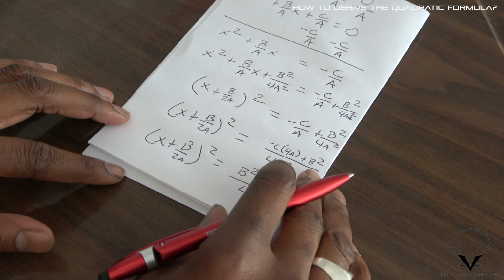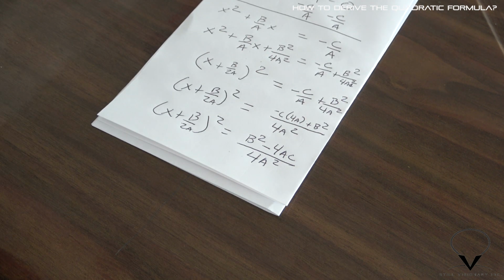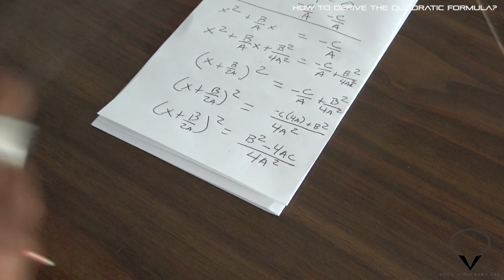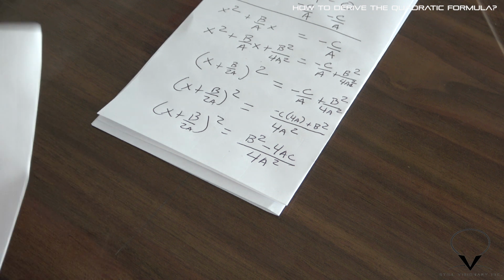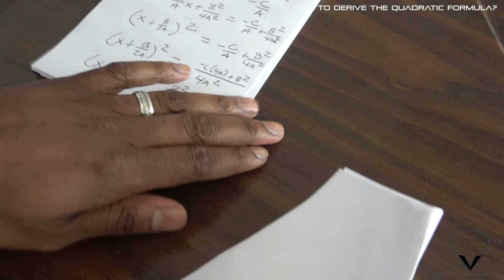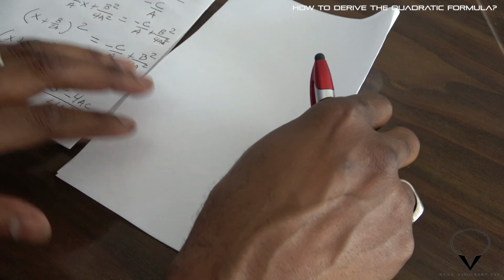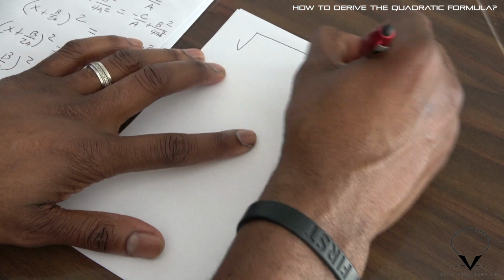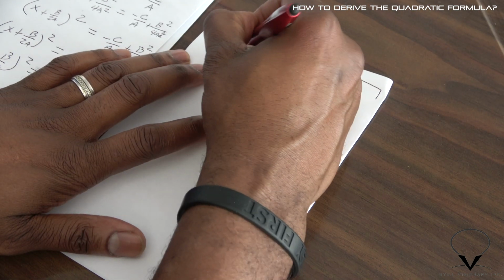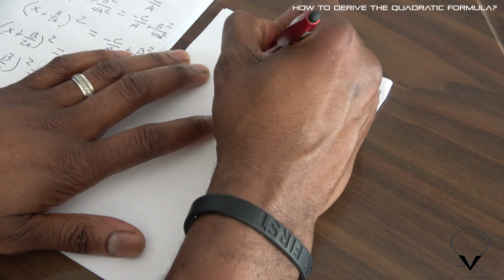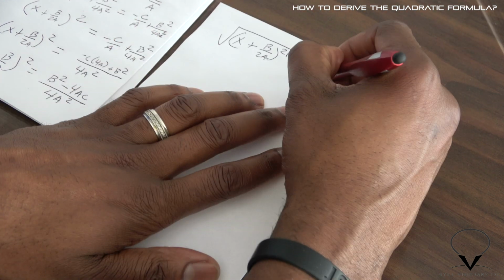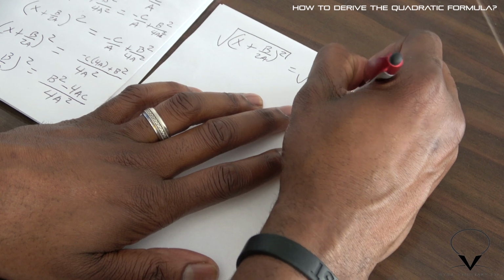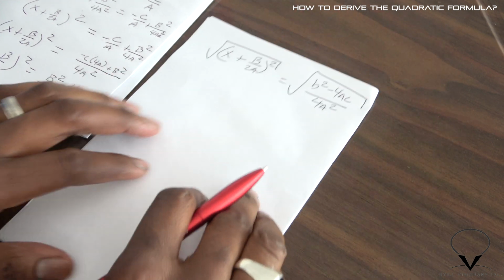Okay? Now what do I do here? Let me get another sheet of paper. What I want to do in the end is simplify everything so I get x equal to something. So what I need to do here is take the square root of both sides. I have the quantity of x plus b over 2a squared equals b squared minus 4ac over 4a squared.